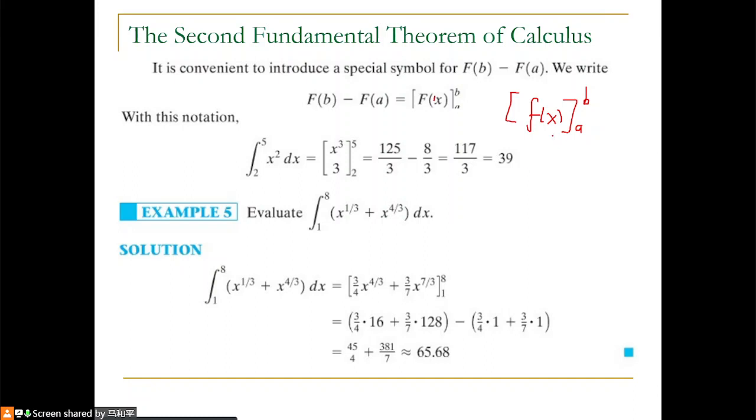With this notation, we write the integral of x squared from 2 to 5. We find an antiderivative is x cubed over 3. Just write x cubed over 3 evaluated from 2 to 5, which is equal to 125 over 3 minus 8 over 3, which is 39. Example 5.